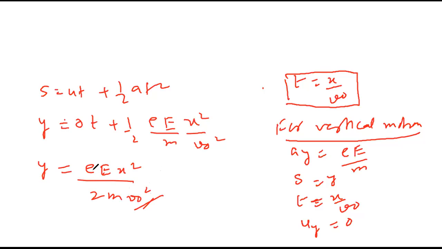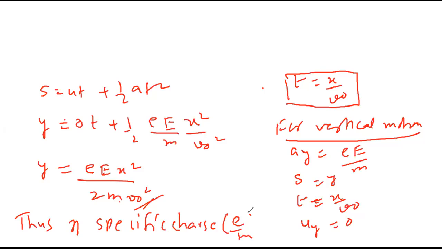Look, we are getting a hint. What does e by m mean? Specific charge. That means the one with the higher specific charge will deflect more, correct? So let me write a conclusion. Sometimes they can give you three charges and ask who will deflect more, so you check whose e by m is highest. Thus, if specific charge e by m is increased, then y, that means deflection in the vertical direction, will increase.